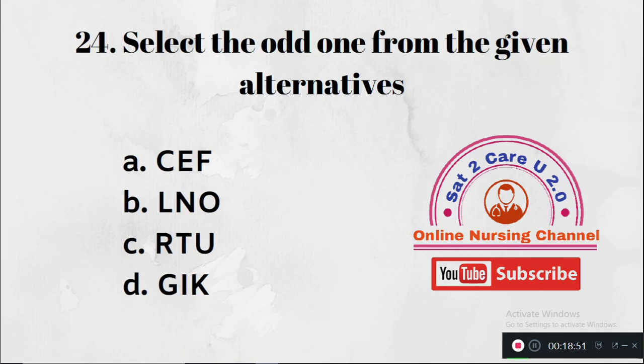Question number 24. Select the odd one from the given alternatives. Option A, CEF. Option B, LNO. Option C, RTU. Option D, GIK. So which one looks different from these four? Initially, when we see, all four look alike. When we think again and again, we can get a clue. The right answer, let's see.